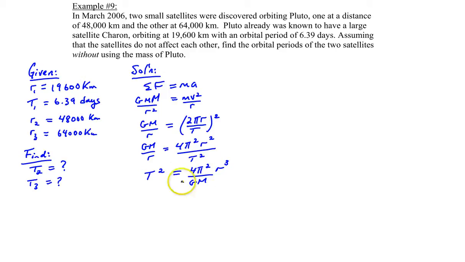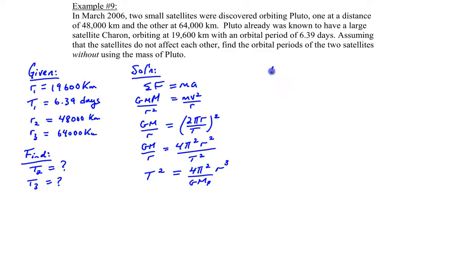So hopefully you'll see that all these satellites are orbiting around the same planet, Pluto. So this M is the mass of Pluto. 4 pi squared, G and M are the same for all of these satellites. So you could write an expression like this for each satellite as they orbit around Pluto. Ideally, we don't want to use the mass of Pluto. I suppose you could take these two pieces of information and then find M, but what we want to do is not have to determine the mass of Pluto. What we want to do is use ratios.